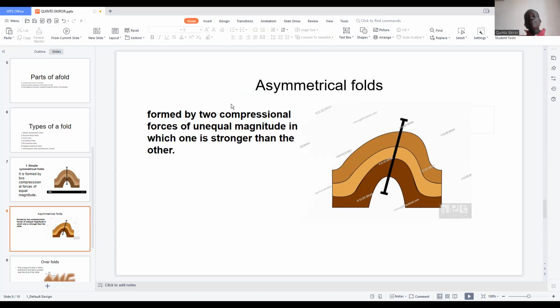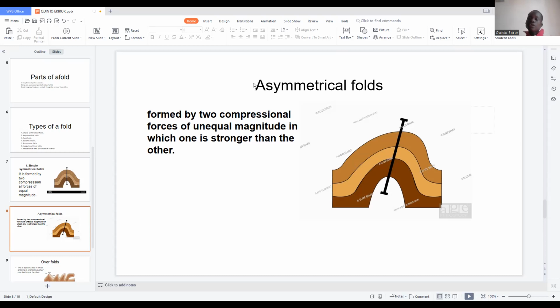An asymmetric fold is simply formed by two compressional forces of unequal magnitude, in which one is stronger than the other. Have you seen the difference between this and a symmetric fold? For our case, the force on this side has a stronger magnitude than the force on this side.